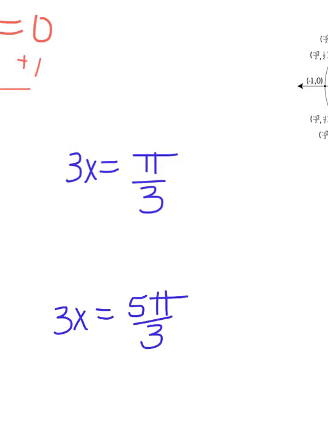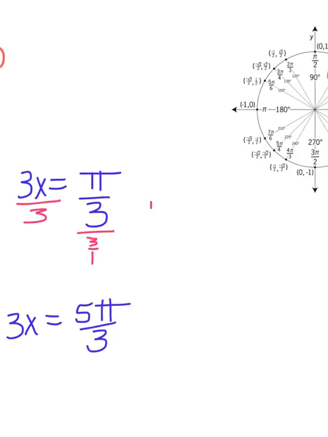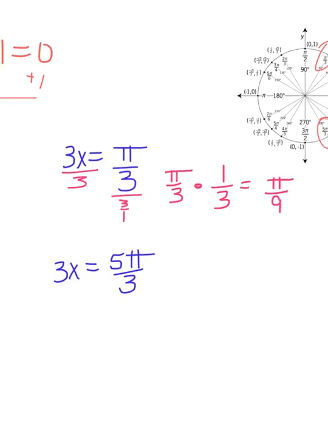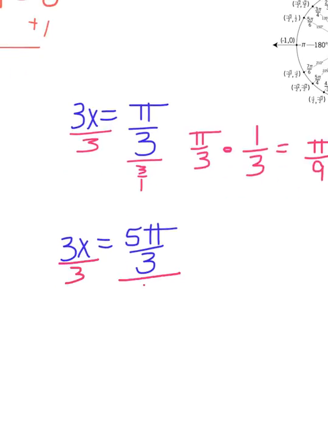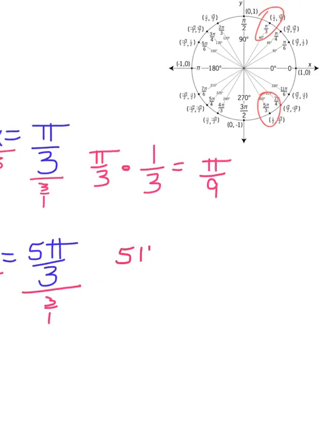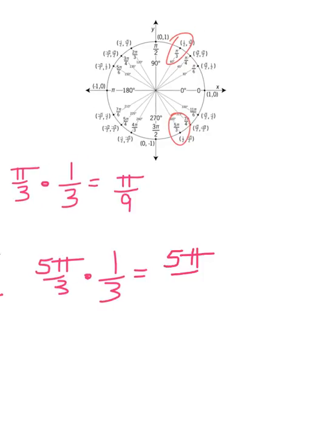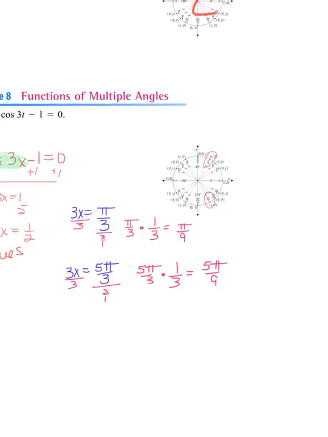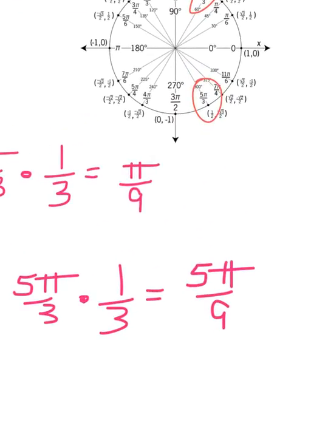Guys, how do you get x all by itself? Divide by 3. When I divide by 3, I'm dividing by 3 over 1, right? So we keep, change, flip. What's my answer? Pi over 9. Here, same thing, divide by 3. So I divide by 3 over 1. I'm going to keep, change, flip. What's my answer? And I look, just check. Did they give me a specific interval? No, we're talking about cosine, correct? So what do I put at the end? Perfect.